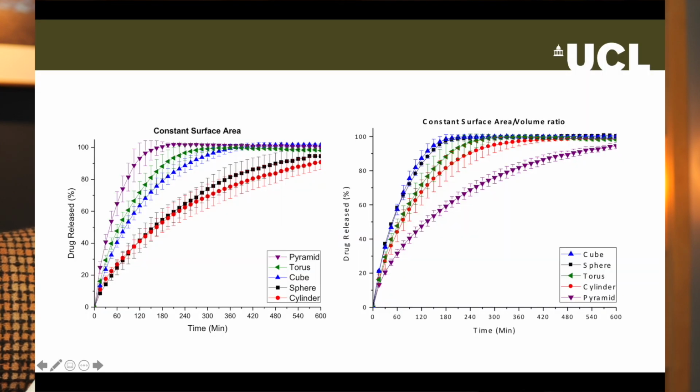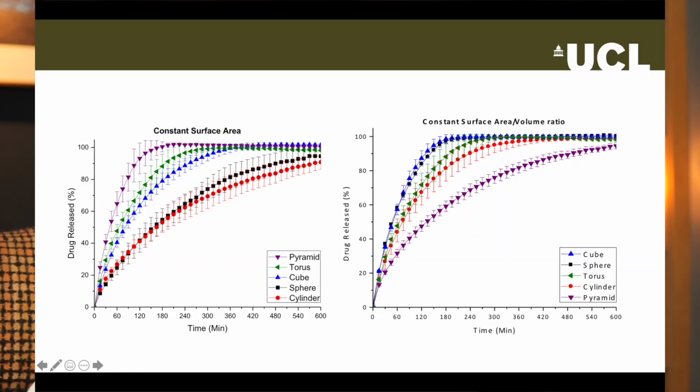All the printlets were drug loaded, so we could conduct dissolution tests to see which geometric factor was most important in controlling the release kinetics. And what did we find? The answer is not what we were expecting. I expected that constant surface area to volume ratio would be the dominant factor. But in reality, there was no correlation, as you can see on the screen.